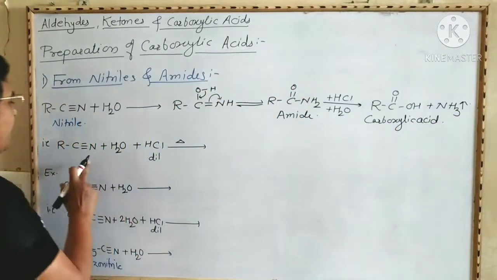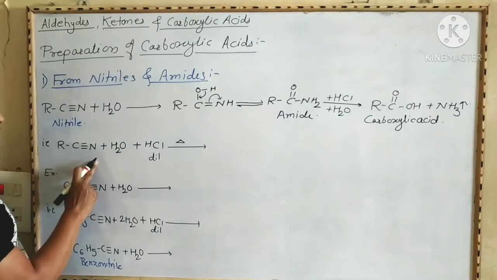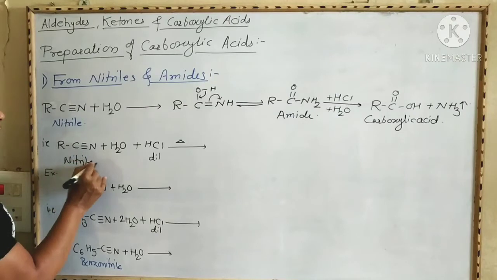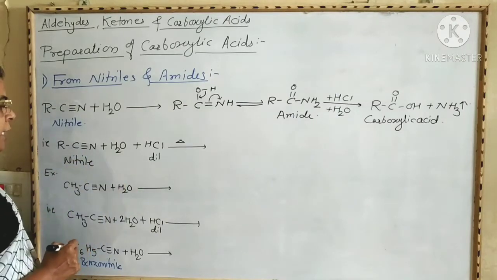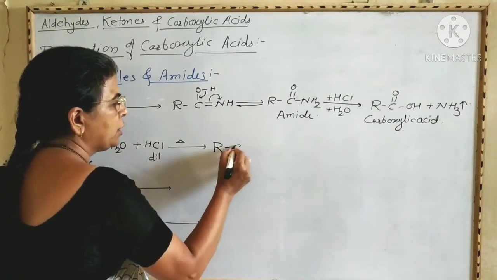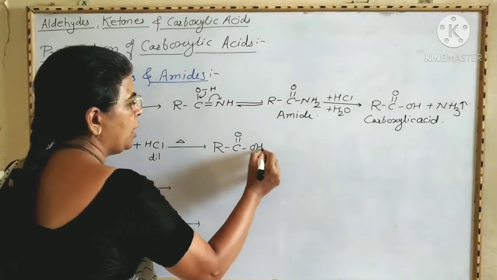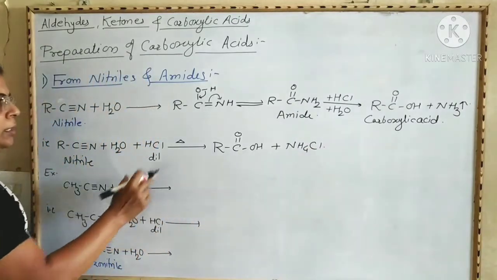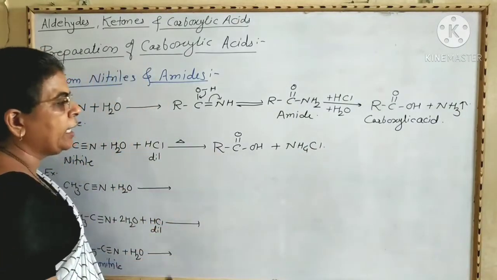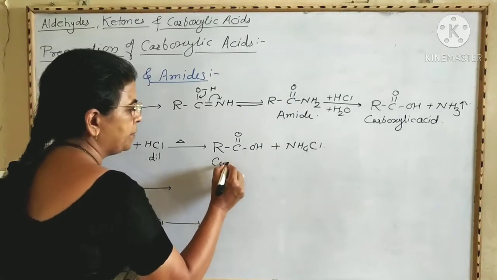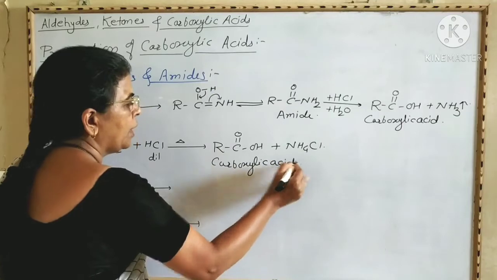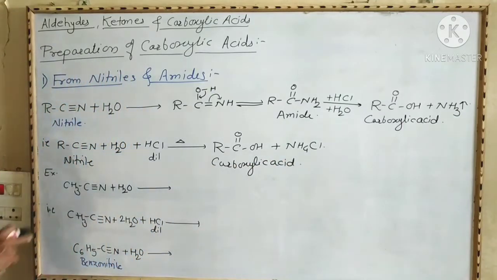This reaction can be written like this. Now this is RCN. When this alkane nitrile is treated with H2O and HCl, it is converted into RC double bond O OH plus NH4Cl. This is the direct method. That is, the intermediate is formed and directly converted into carboxylic acid. In this way, we can prepare carboxylic acids using nitriles.